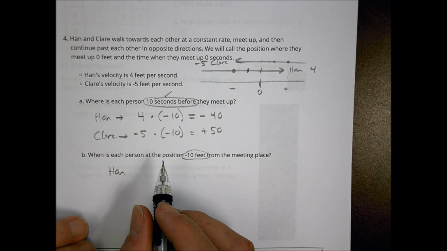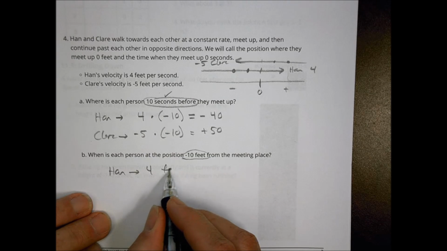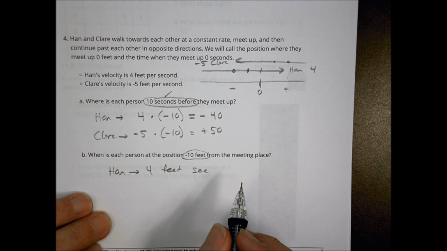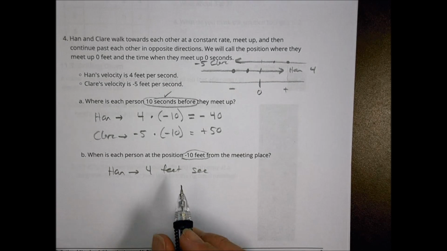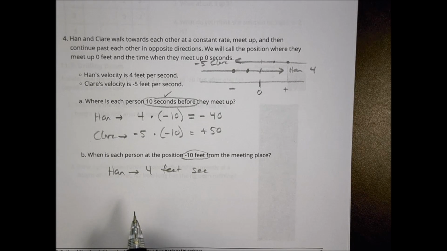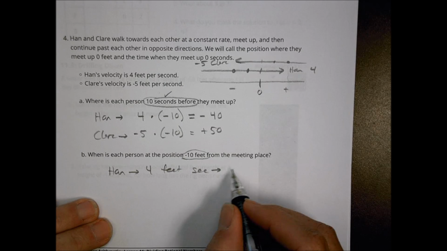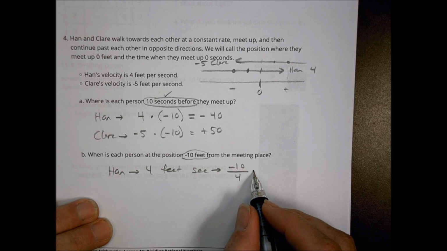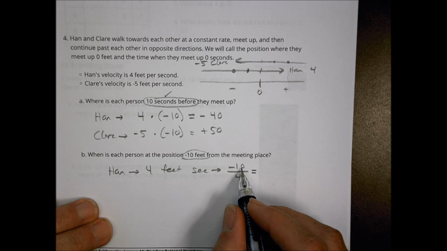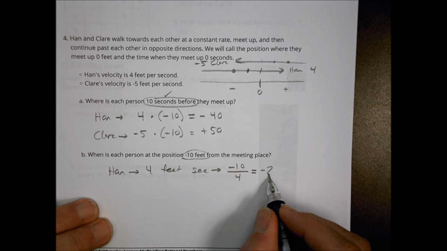we know Han is traveling 4 feet per second, right? So we want to see how many seconds it's going to take for him to get to the place where we're at -10. So for him, we're going to do -10 feet, and we're going to divide that by 4 to see what we come up with. We're dividing by 4 because that's how fast he's going, and that's going to be -2.5.